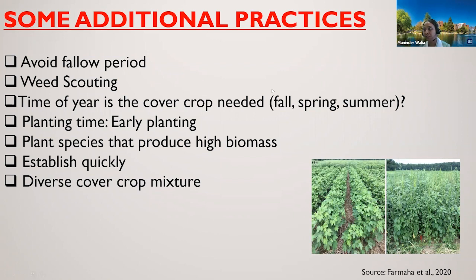Then consider the time of the year when the cover crop is needed. It can be fall, it can be spring, or it can be summer, which is also dictated by the objectives. And always select a cover crop that's seasonally appropriate, as a cool season crop would not work well for you during the summer, or a summer season crop would not work well for you in the cool season. So choose the crop that is the best candidate for a given season. For example, sorghum or millets or teff would work best during the summers.